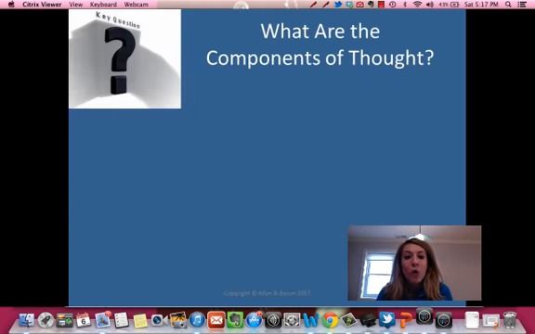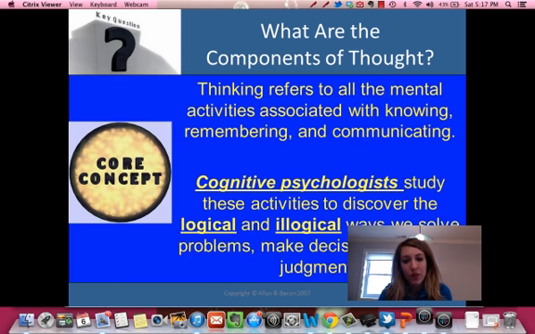So, what are the components of thought? All right, thinking refers to every mental activity that's associated with knowing, remembering, or communicating something. So it basically refers to a whole big topic in psychology, right? The way that you think about the world is very important. Cognitive psychologists study all these different ways that you think, and they really look for what's logical in the thought process and what's illogical, especially when making decisions and forming judgments and solving problems.